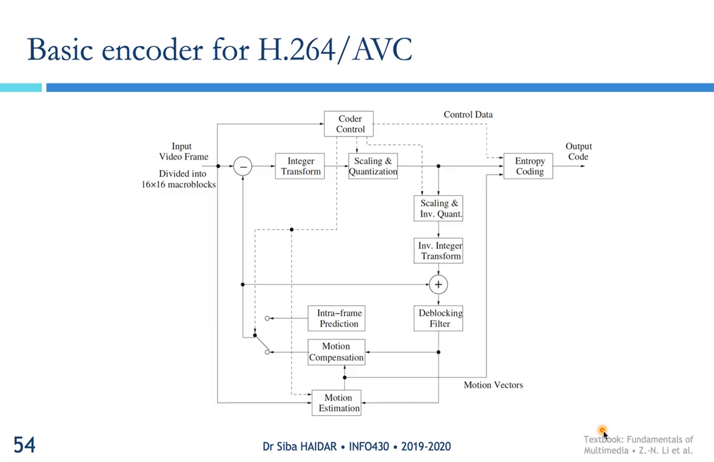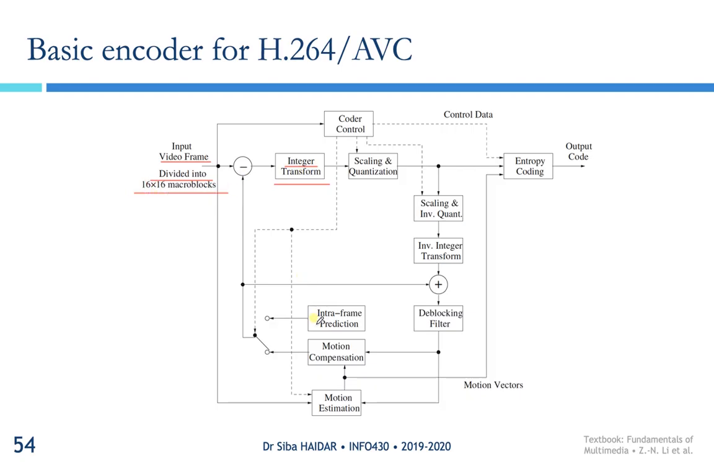This is the basic encoder for H.264 advanced video coding. You have, as you can see, a new concept, integer transform, not like the DCT transform. You have coder control, scaling, and quantization. You have the input video frame here. It enters and is divided into 16 times 16 macro blocks.